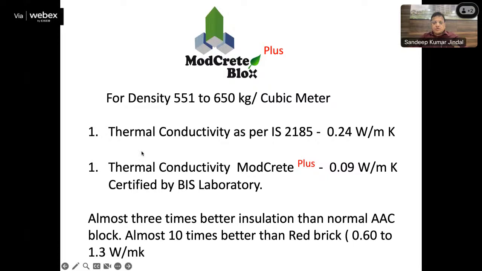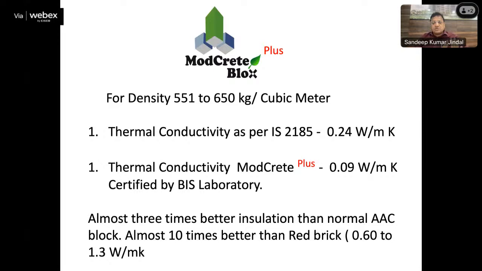If I tell you the thermal conductivity, सबको थोड़ा सा समझा देते हैं कि कितना thermal conduction किस particular walling material से होता है। तो हमारा जो थर्मल कंडक्शन नॉर्मल रेड ब्रिक में होता है उसका लगभग 1 watt per square meter per degree Kelvin से लेकर 1.5 तक होता है। Thermal conductivity of AAC block is 0.24, जबकि ModGrid Plus की thermal conductivity is 0.09. This has been certified by BSI lab. So you can safely say that it is 10 times better than red bricks.